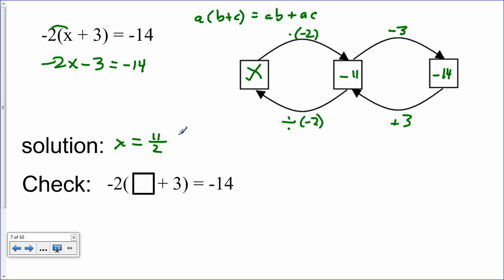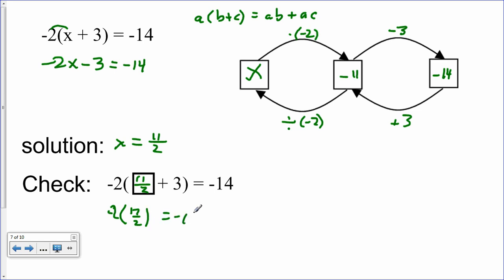You could write 5.5, but usually fractions are better than decimals because sometimes the decimals repeat, and you need a fraction to write it exactly. So 11 halves. So now let's check that answer. 11 halves plus 3. That's a little hairy. -2 times 11 halves plus 3. Well, 3 is 6 halves. So it's 11 halves plus 6 halves. 11 halves plus 6 halves is 17 halves.